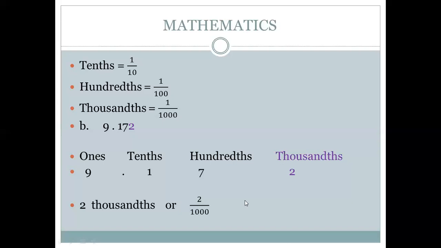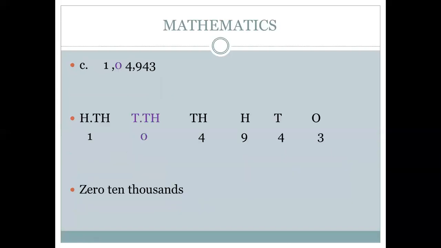Come to part C. Now there is no decimal, only a whole number is given to you, 104,943. Again we make the table for it: 1, 10, 100, 1000, 10,000 and 100,000. When we put the numbers over there, we see that the place value of 0 is 10,000. So we say 0 ten thousands, because 0 is on the 10,000 place. So that's why we mention there 0 ten thousands.